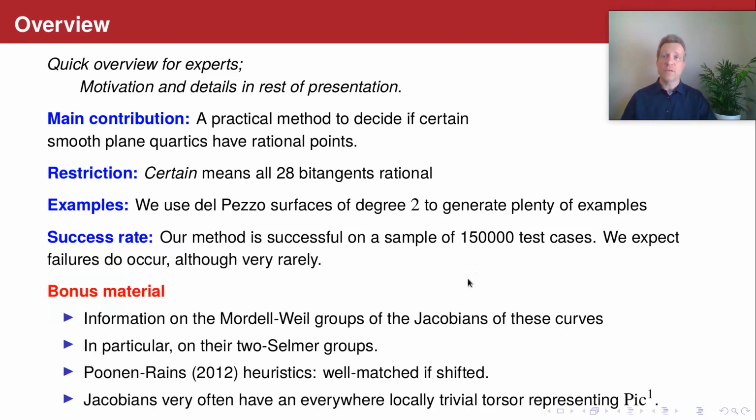We found some bonus material as well. Our computations allow us in certain cases to get some information on Mordell-Weil groups of the Jacobians of these curves, in particular about their 2-Selmer groups, and we compare our findings with the Poonen-Rains heuristics about how the sizes of such groups should be distributed. We find that they're well matched provided one shifts the distributions in a particular way. This shift is possibly justified by observing that Jacobians very often have an everywhere locally trivial torsor representing Pic^1.